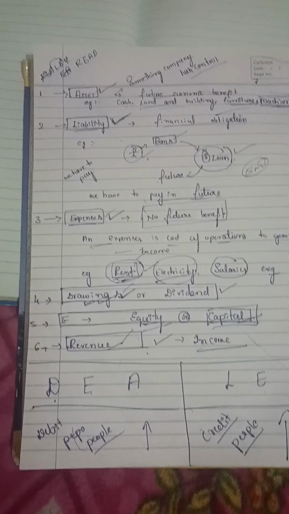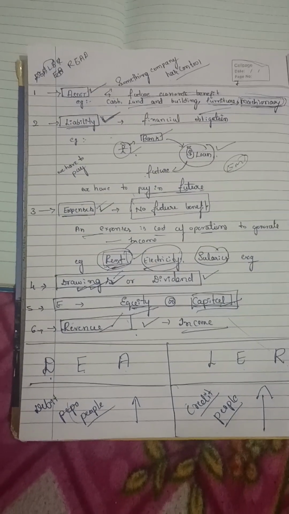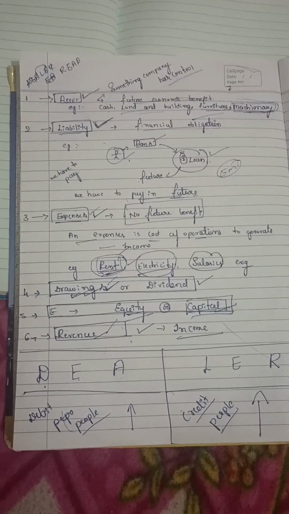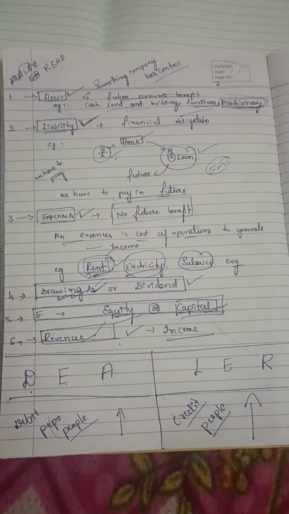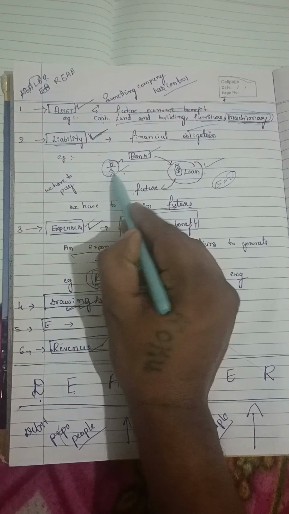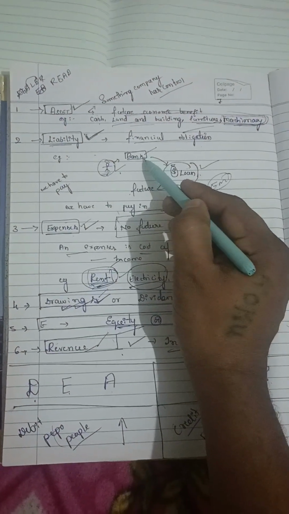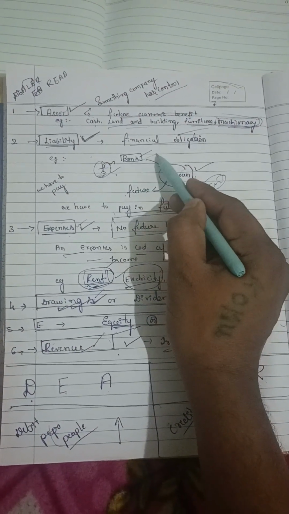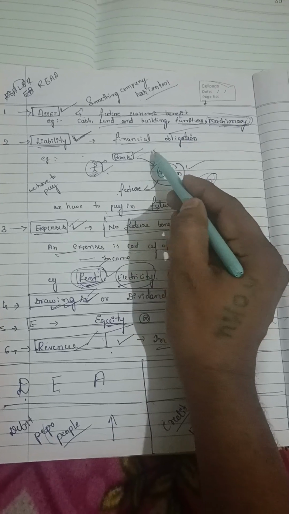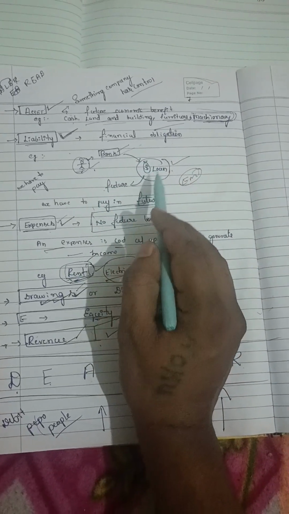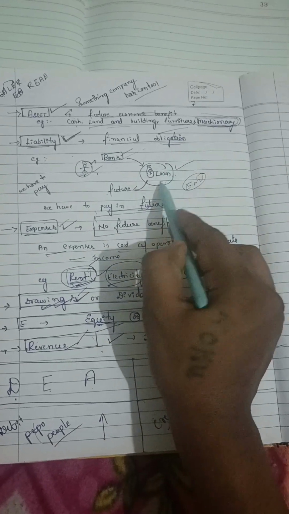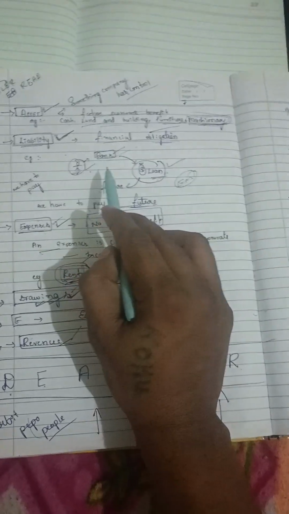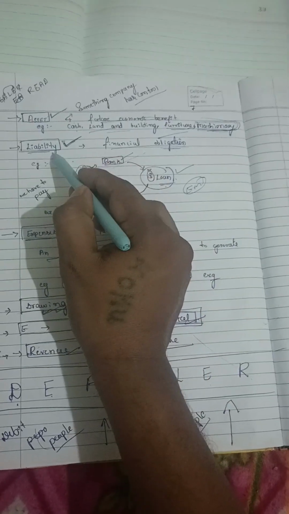So second one is liability. Liability is nothing but a financial obligation. Let's take one example. Here one person has taken a loan from the bank, and he has received the money also. Now what is the obligation here? He has to pay that money in future. That obligation is created now. He has to pay that. That is nothing but a liability.